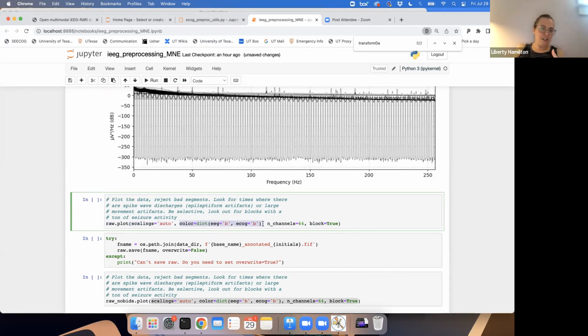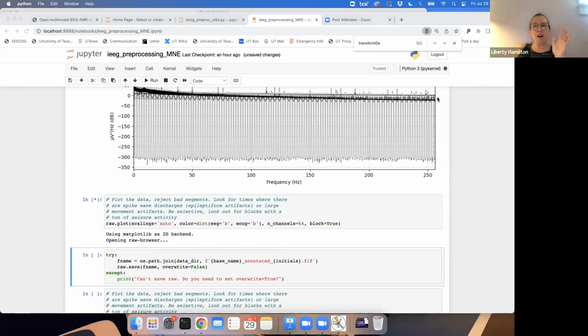I color the EEG and ECOG electrodes blue. Sometimes they're called EEG, sometimes they're called ECOG, depending on how it's stored and who made the file. And then how many channels do you want to see at a time? And blocking is just whether you want it to return your terminal window or not. So in this case, this doesn't really matter, but I'll run this anyway.